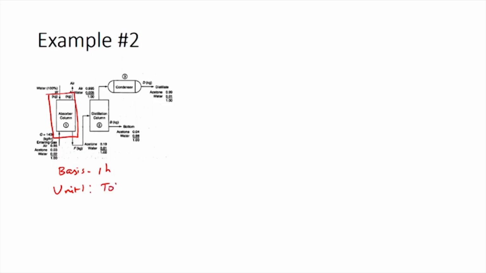So, the total balance for unit 1 would be, you have input equals output as it is a non-reactive process at steady state. So, you have 2 inputs which are W plus G giving you output streams which are A plus F. We already know G, so we can write it down as W plus 1400 equals A plus F. Now, we can write component balances.